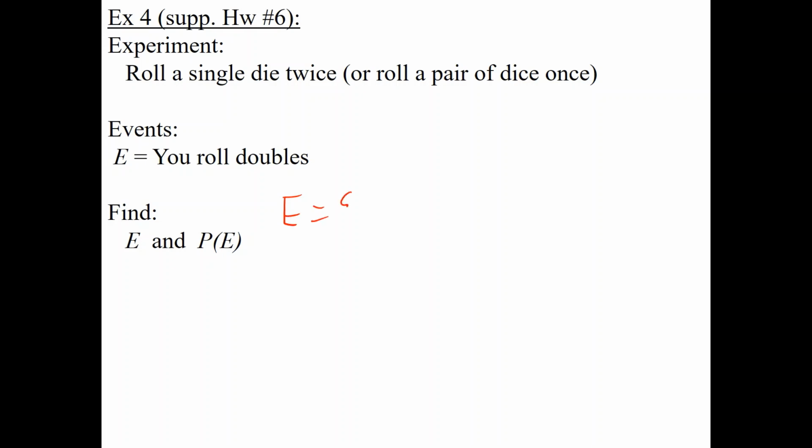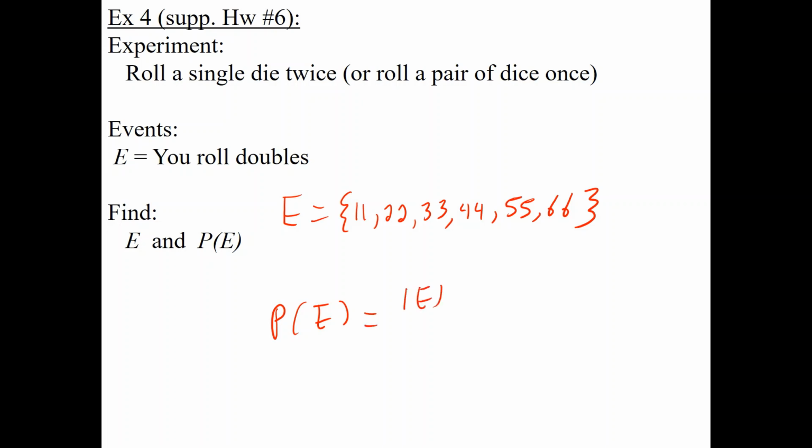To find E, I'm going to list them all. So here's doubles: you roll a 1, 1, or a 2, 2, or a 3, 3, or a 4, 4, or 5, 5, or 6, 6. Okay, and then probability of E is absolute value of E over absolute value of S. And there's 6 things in E, 36 things in S. Okay, let's try the next one.